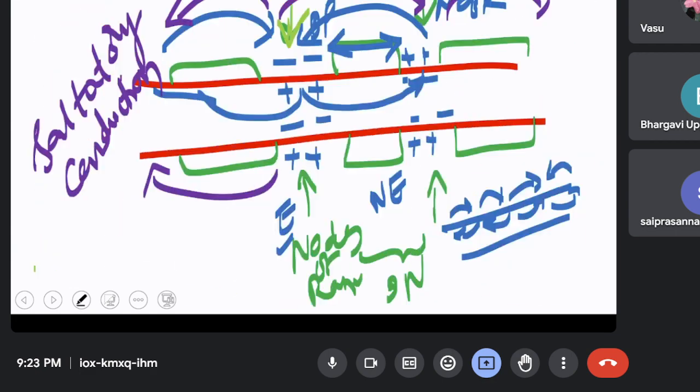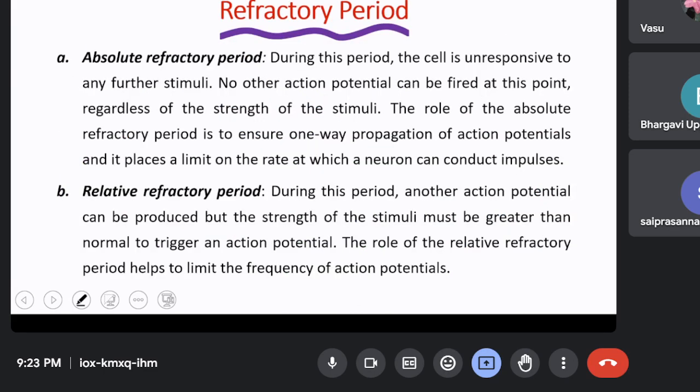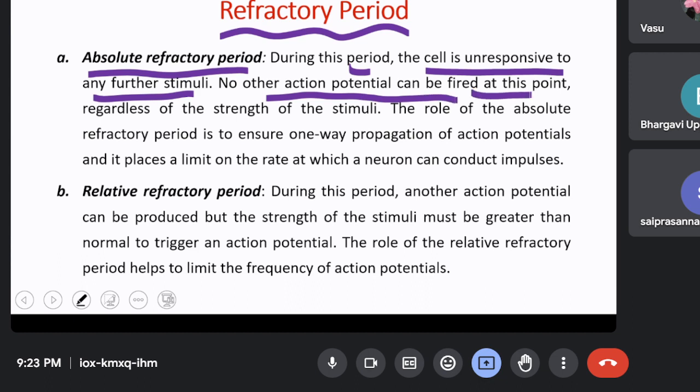So coming to the definition of these two, during absolute refractory period, the cell is unresponsive to any further stimuli. No other action potential can be fired at this point, regardless of the strength of the stimulus. That means however strong the stimulus is, it will not respond at all because it needs some time to come back to normalcy. That is what we call the absolute refractory period.